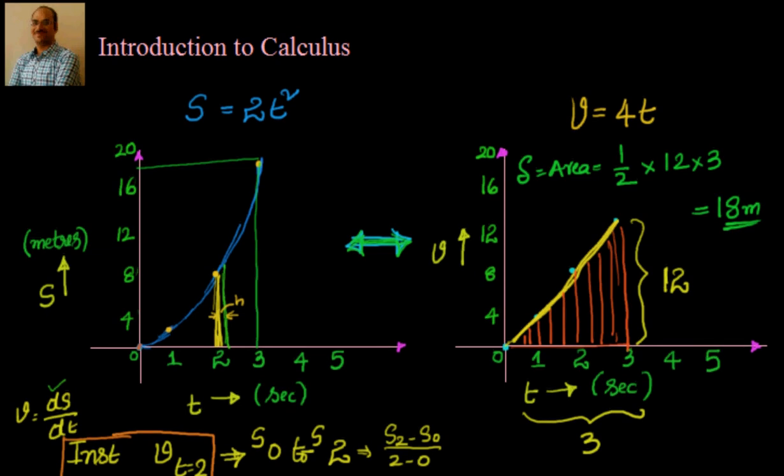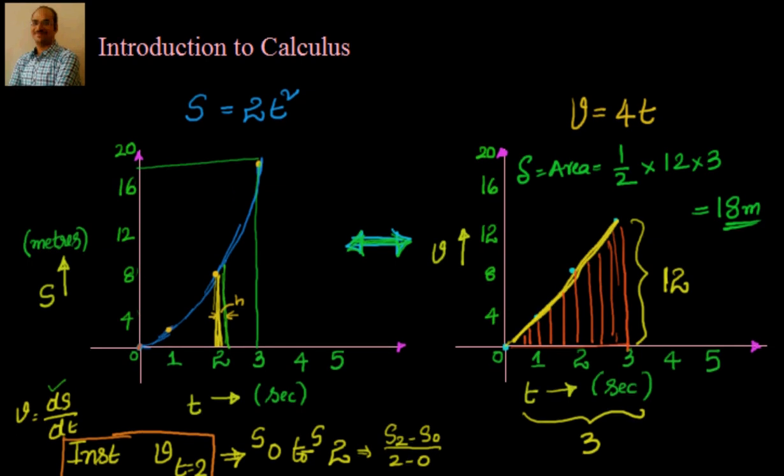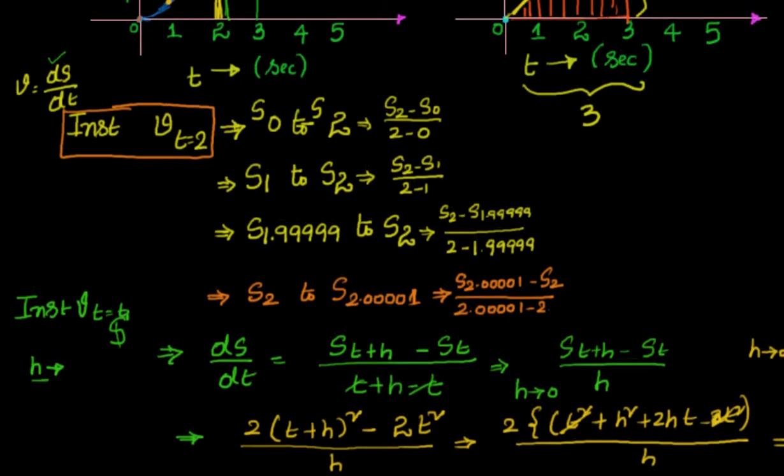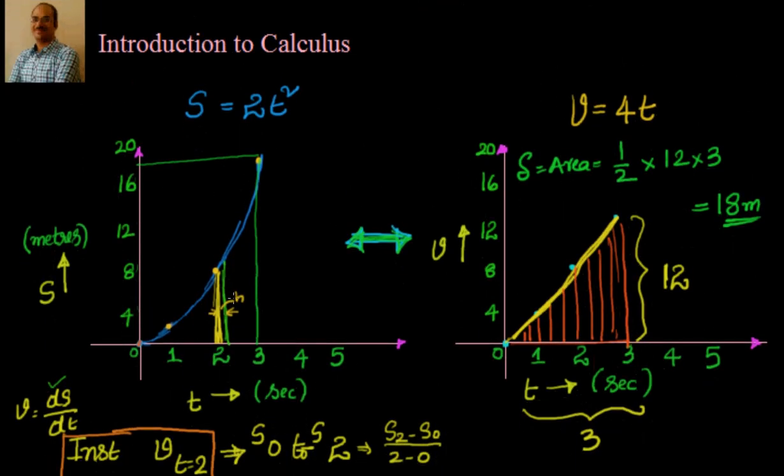Let me just recap this. We have been given a function s equal to 2t square. By differentiation we want to find the derivative. You found that v equal to 4t is nothing but the tangent to the curve s equal to 2t square at any point t. So if you substitute t equal to some value, whatever you want, you will get the slope of the tangent to the curve at that particular point.